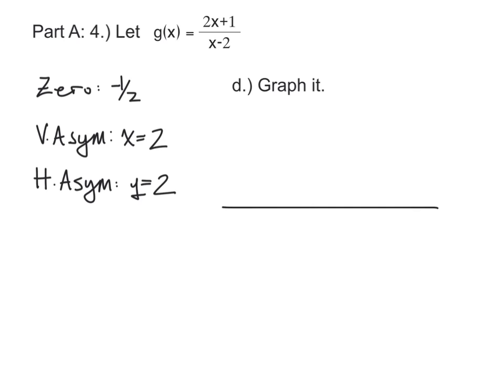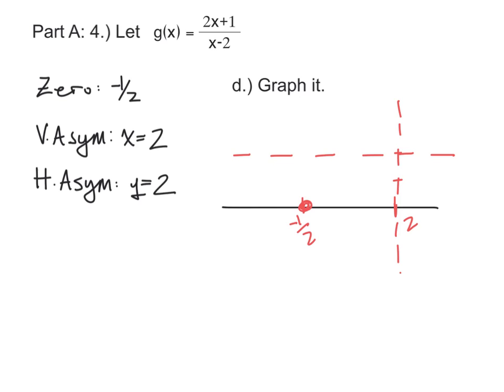First of all, the 0 is at negative 1/2. So I find negative 1/2, and that's where the function will equal 0. The vertical asymptote is at 2. So we use that vertical dotted line. The horizontal line is going to be at y equals 2. So if I go up 2 and draw a horizontal line, that's where that asymptote will be.